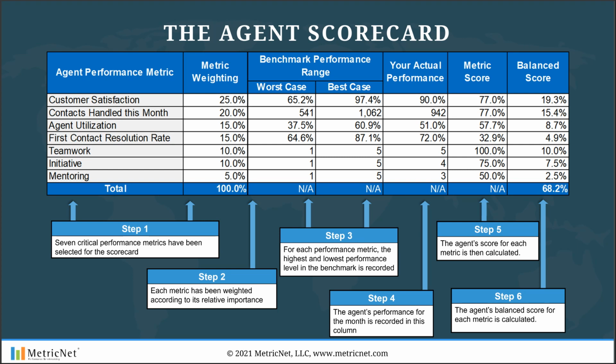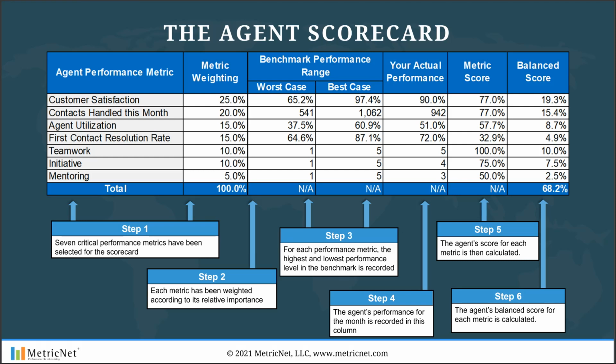It is subjective. However, what I'm trying to point out is that these things do matter. Even though they're not precisely quantifiable, teamwork makes a difference. The willingness to take initiative makes a difference. Your willingness to mentor more junior people makes a difference. And so oftentimes these are included in the individual agent scorecard. Once again, mechanically, this works the same way as the overall contact center scorecard, but on a monthly basis.